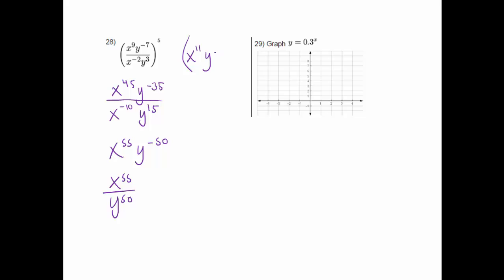Now, if you'd like to subtract first, 9 minus negative 2 would be 11, and then negative 7 minus 3 would be negative 10. It's still to the 5th power, so if I multiply now, I'll get x to the 55, y to the negative 50, and then notice we end up in the same spot as the other one.